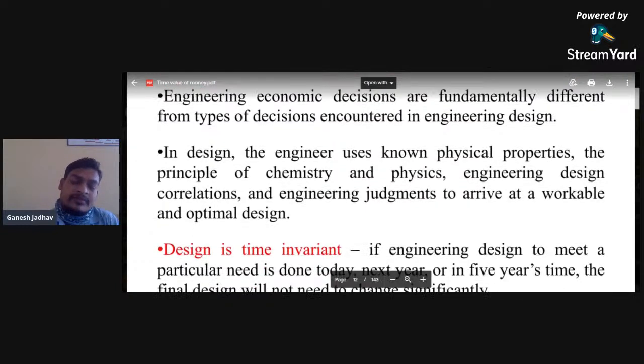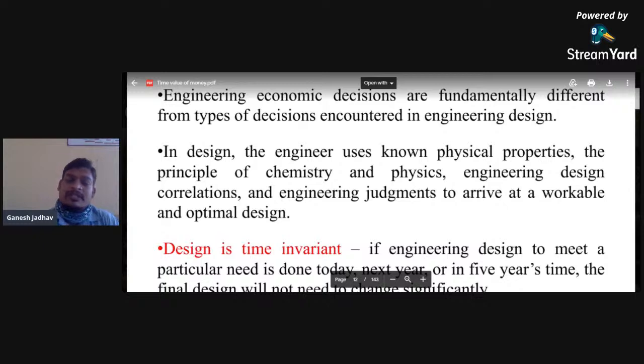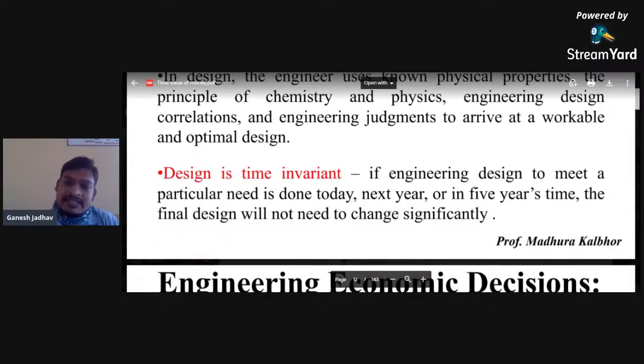Okay, another design decision we need to talk about is physical property, whatever your chemical or physics engineering correlation. Another one is that the design is time-irrelevant. If the engineering design to meet a particular need is done today, or the next day, next year, or in five years, the final design will not need to change significantly. So design decision is constant.